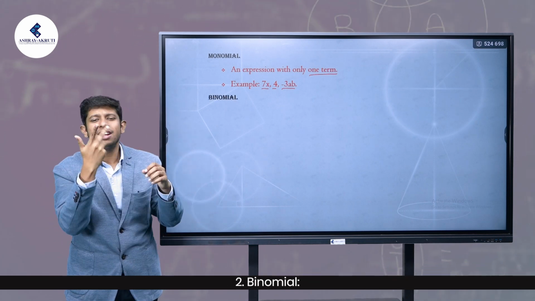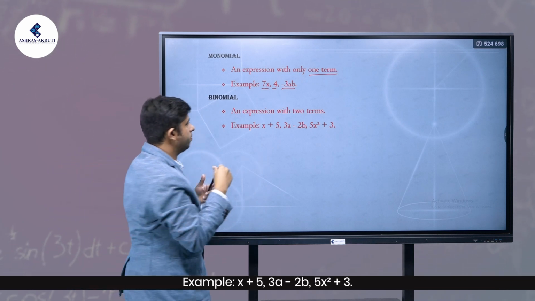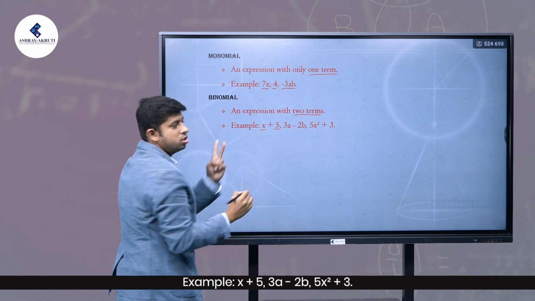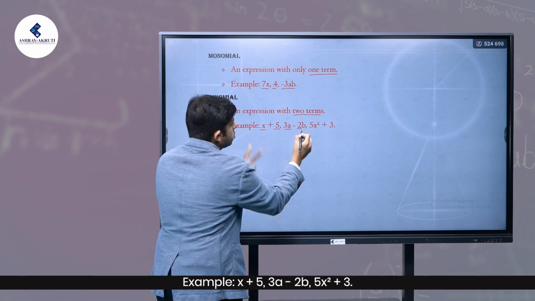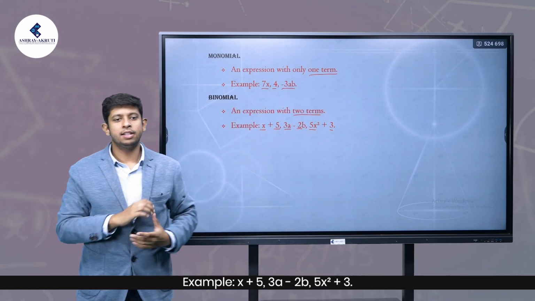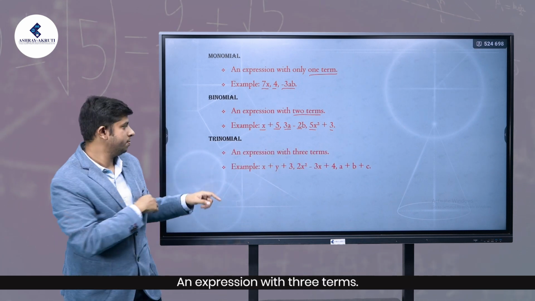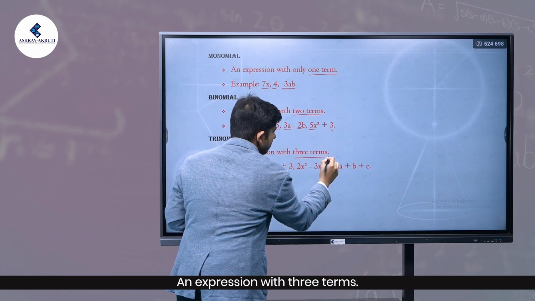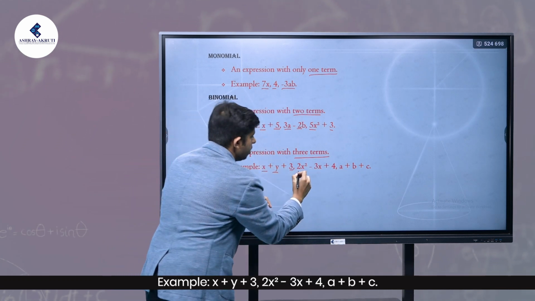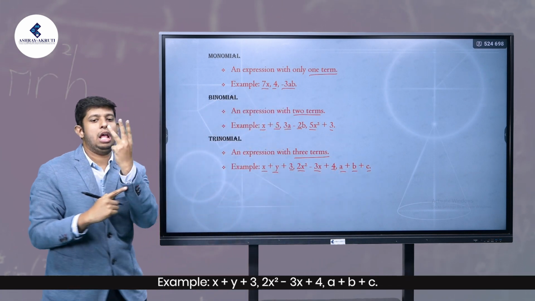Second one, binomial. An expression with two terms. Example, x plus 5, comma 3a minus 2b, comma 5x square plus 3. Trinomial. An expression with three terms. Example, x plus y plus 3, comma 2x square minus 3x plus 4, comma a plus b plus c.